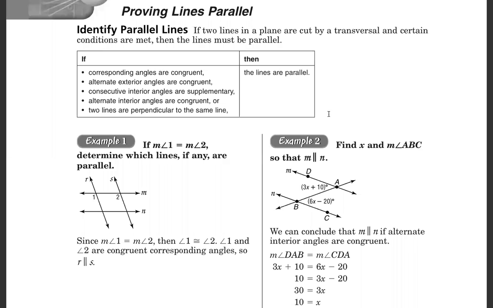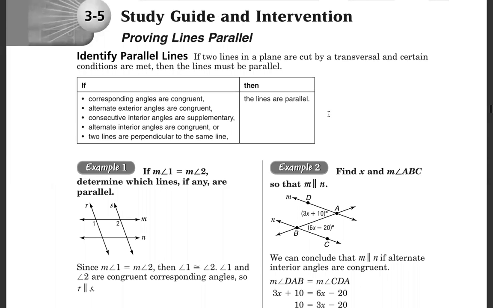3-5. So we are now in this lesson, proving lines parallel. How can you say that the lines are parallel? Going back to the reverse of what I just presented, we can say that lines are parallel if corresponding angles are congruent, alternate exterior angles are congruent, consecutive interior angles are supplementary, alternate interior angles are congruent, or two lines are perpendicular to the same line.